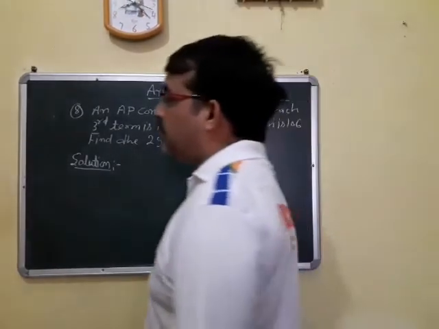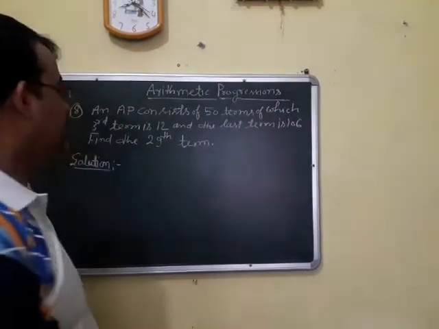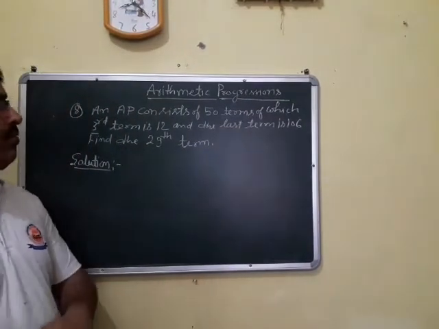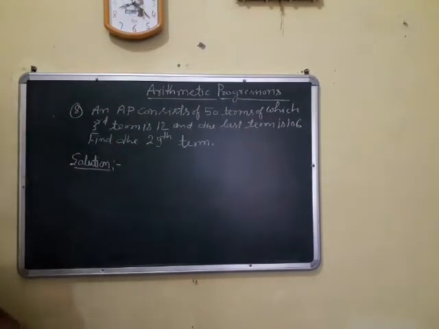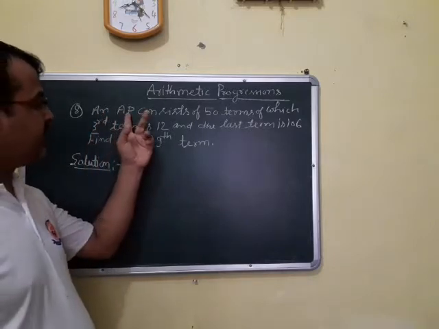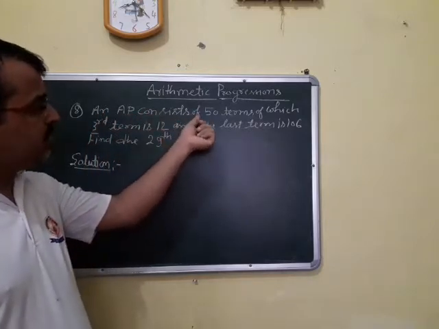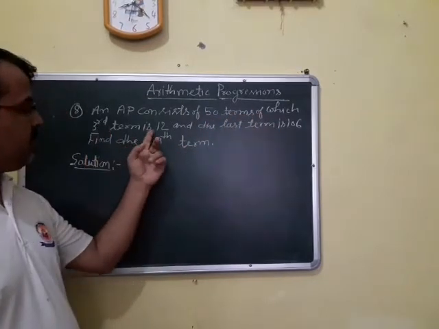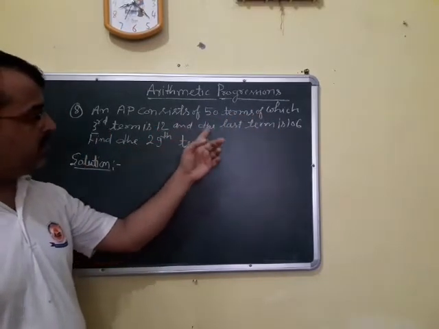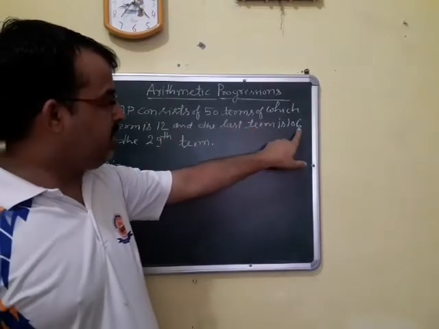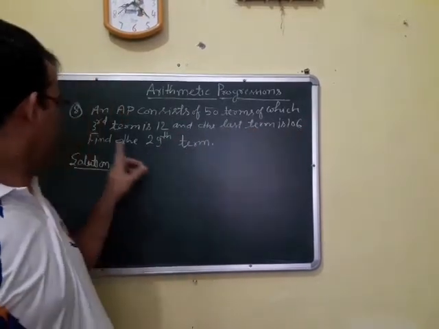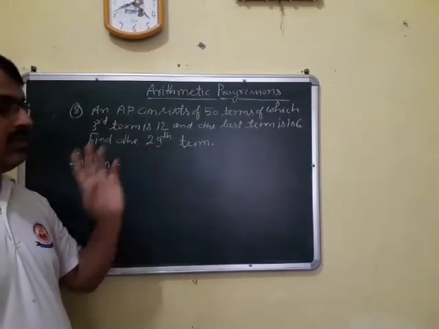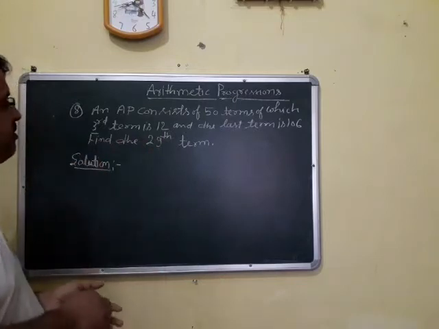Today we discuss question number 8, arithmetic progressions. An AP consists of 50 terms, of which the third term is 12 and the last term is 106. Find the 29th term. We already discussed question number 7.